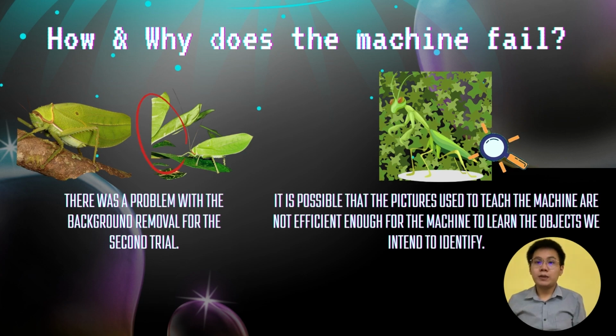And also, the pictures that we used to teach the machine might not be efficient enough for the machine to learn the object that we intend to identify. This is because of the cryptic coloration of pseudophyllus species against the background vegetation, which made the machine unable to identify it.